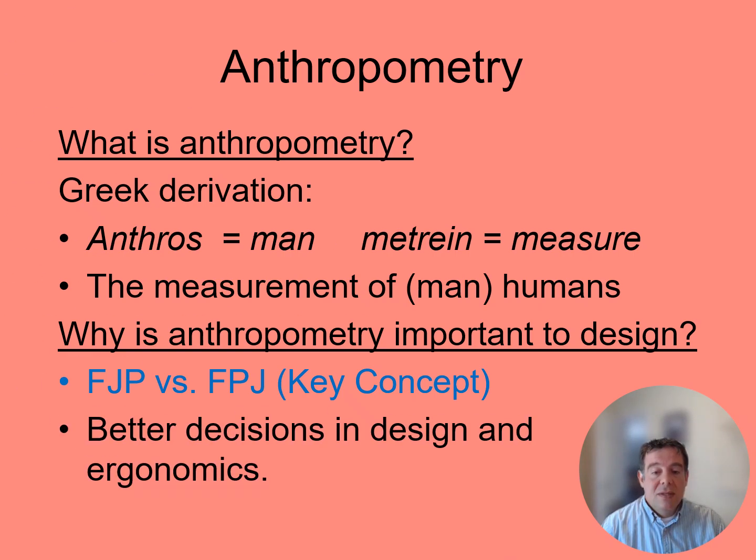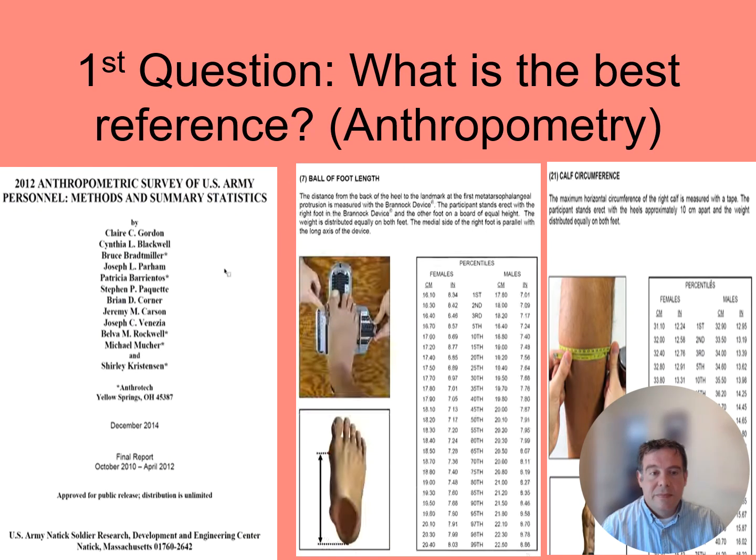And so better decisions in design equals better productivity. So remember the things we want to optimize: productivity, health and safety, all of those. So the number one question when we're talking about measurements of humans: what's the best reference? So here is the 2012 survey of the military personnel. So we're going to have some examples all throughout this lecture.